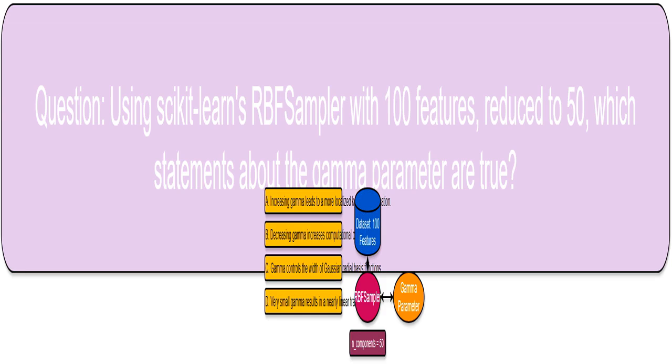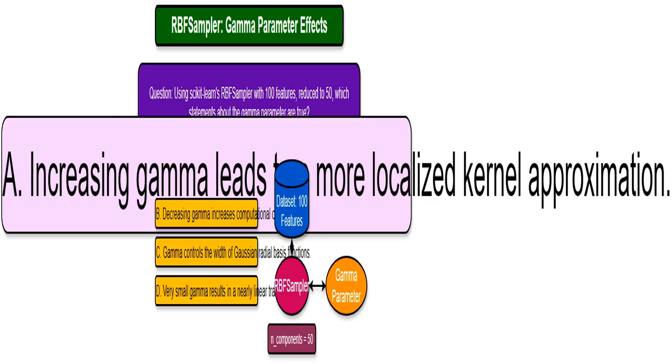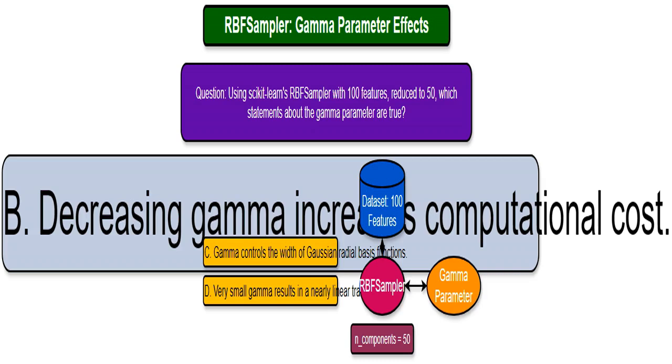This question tests your knowledge of how the gamma parameter within the RBFSampler affects the transformation of your data. A larger gamma results in narrower Gaussian curves, which leads to a more focused or localized approximation in the RBFSampler. This is false. While an extremely small gamma could indirectly lead to needing more components for accuracy, thus increasing computation, it does not directly affect computation cost. The main computational cost is related to the number of components, not the gamma itself.